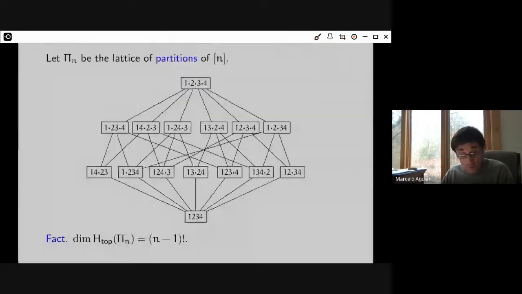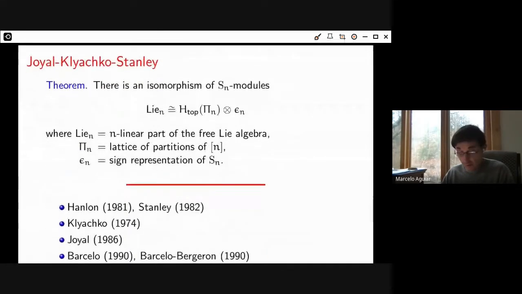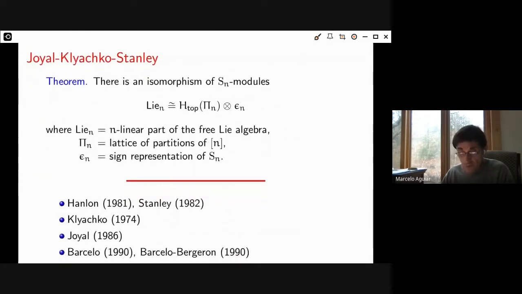These two representations not only have the same dimension, but in fact, they are isomorphic. And this is a theorem that we like to call the Joyal, Klyachko, Stanley theorem, which states that these two representations are isomorphic after you tensor one of them with the sign representation of S_n. So this is a one-dimensional representation, it doesn't change the dimension, but when you tensor with it, you actually get an isomorphism of symmetric group representations. So Lie_n is the space we had before, which is often called the n-linear part of the free Lie algebra. This is just a name. I'll connect to free Lie algebras a bit later. And this is the top homology of the partition lattice.